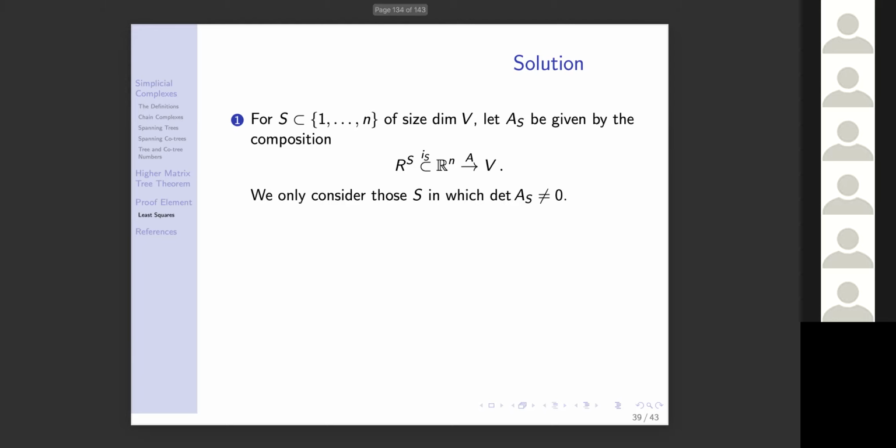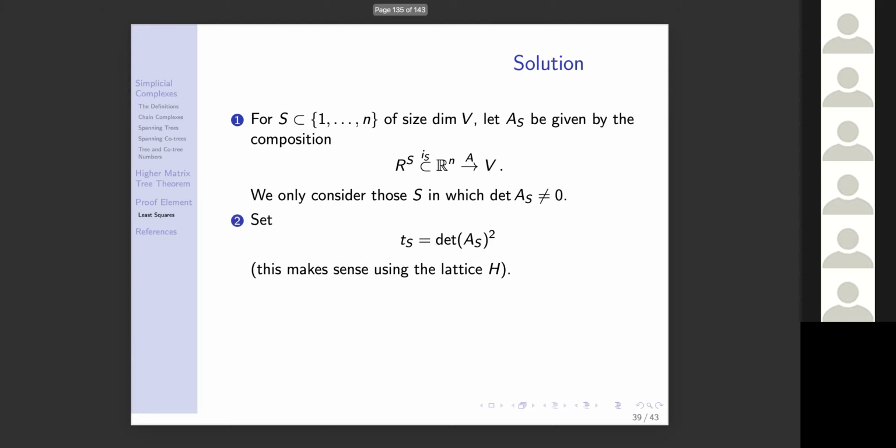And I only consider those S's in which the determinant of A sub S is non-zero. A sub S here, if V had a basis, would be a square matrix, right? So it's a linear transformation between vector spaces of the same dimension, so we can talk about its determinant. By the way, its determinant is not exactly well defined, but it being non-zero is well defined because we only have a lattice. We don't have a basis. If we had a basis, the determinant would be well defined.